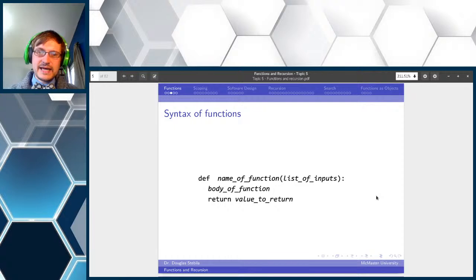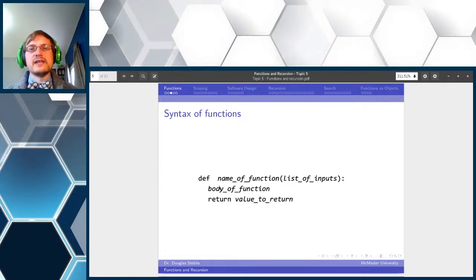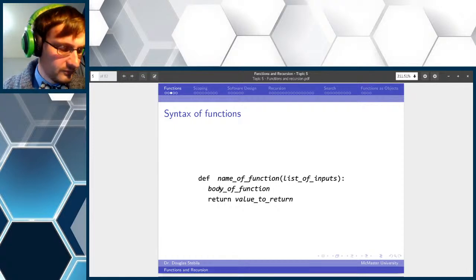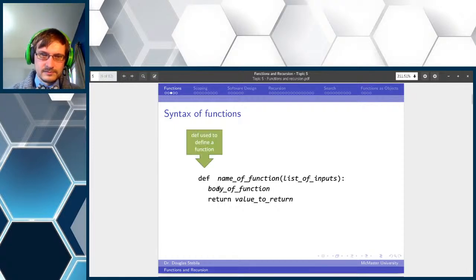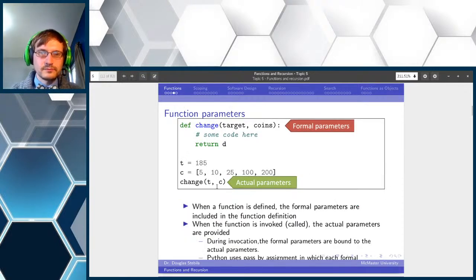Just to remind you of the syntax, not that you really need it, we start functions with the def keyword, then we have the name of the function, the list of the inputs, a number of statements which compose the body of the function, and then at some point in the function we need to return a value back to the program which invoked the function, or you don't. It's optional. In Python, it's optional.